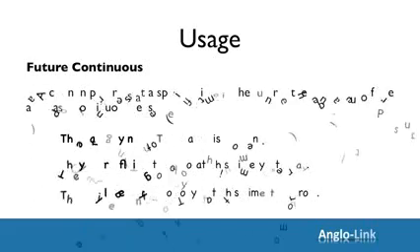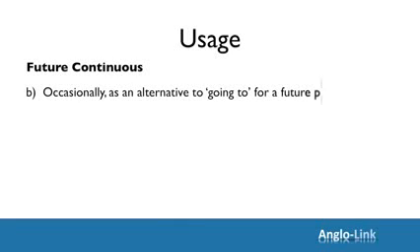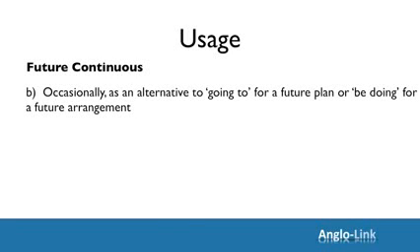Now, the second usage of the future continuous is occasionally an alternative to going to for a future plan or be doing for a future arrangement. We looked at these future forms, going to and present continuous, in lessons 6 and 7. If you haven't watched those lessons, I recommend that you review these tenses using those two videos. So, to remind you, for a future plan, we usually use going to.